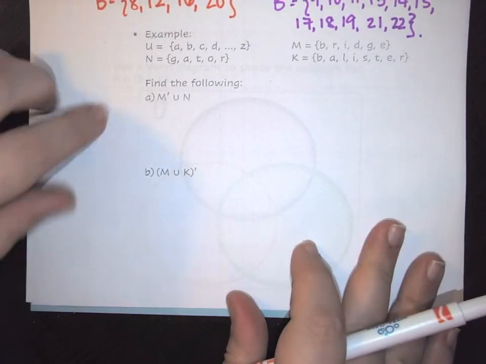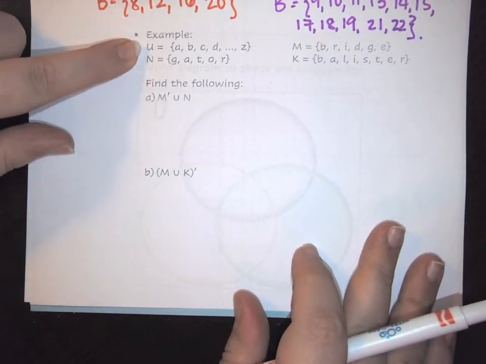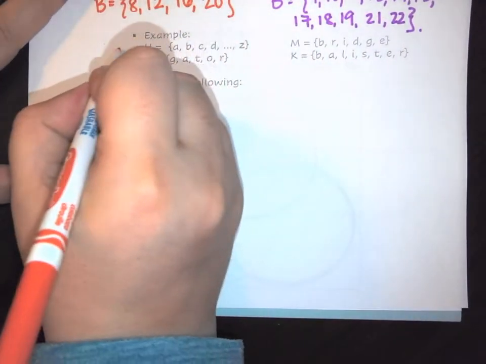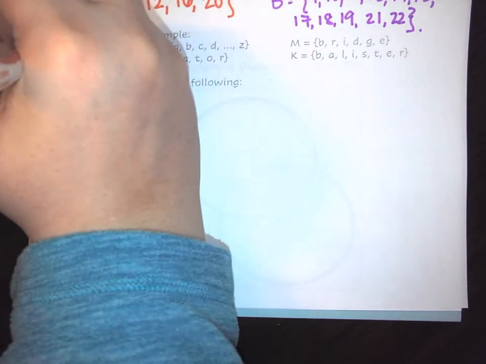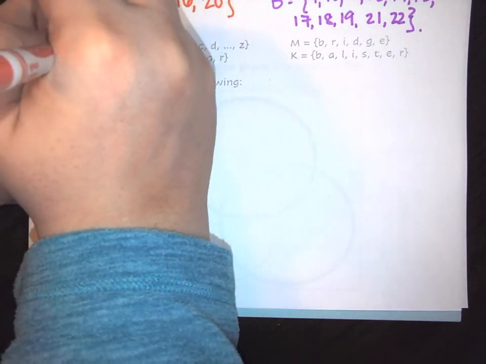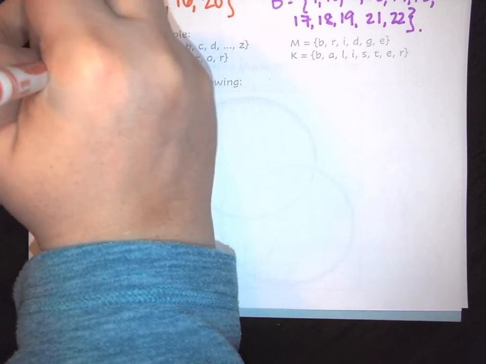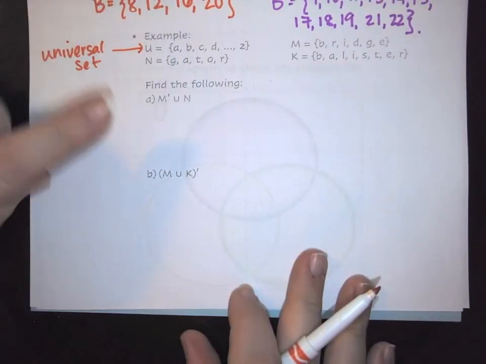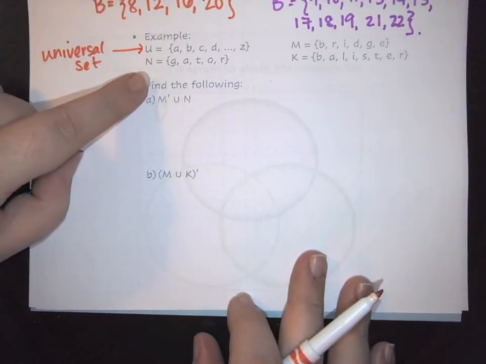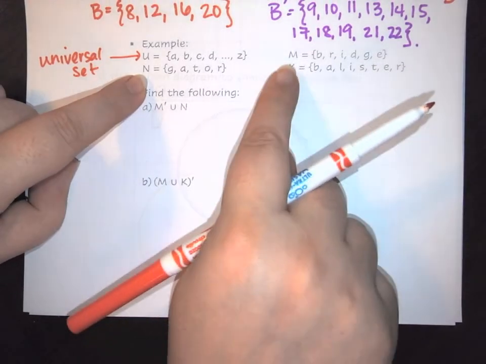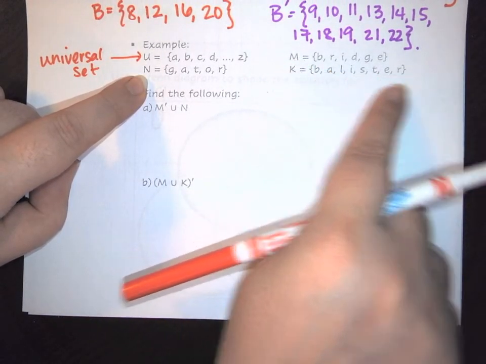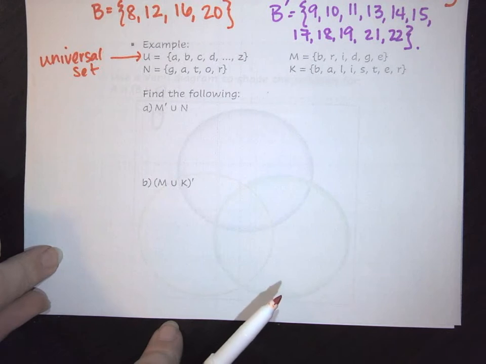Let's look at another example. Here I'm telling you the universal set. So again, remember that's what this is right here. This is my universal set. It is going to be all the letters in the alphabet. And then again I have N, M, and K. So you should recognize these letters. They're the same from the previous example.